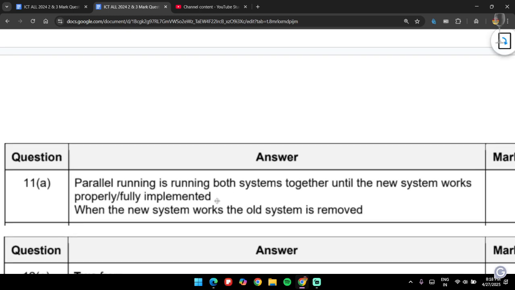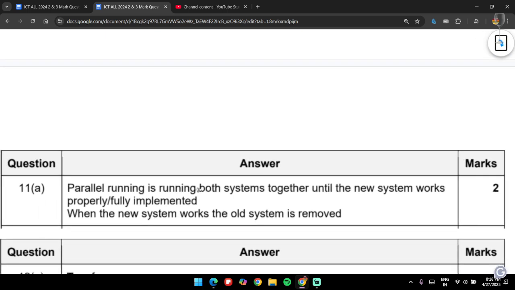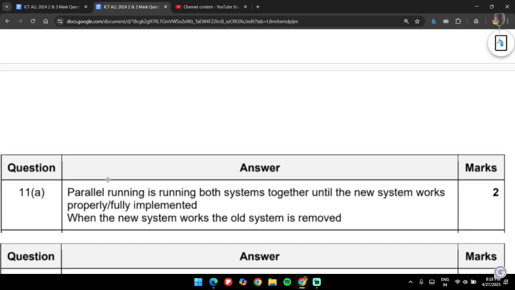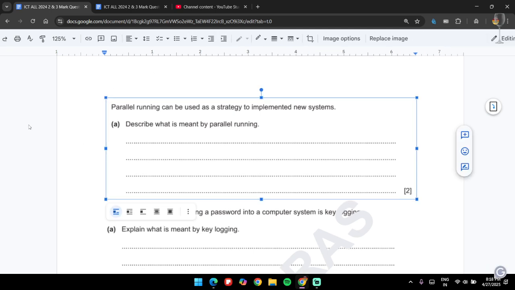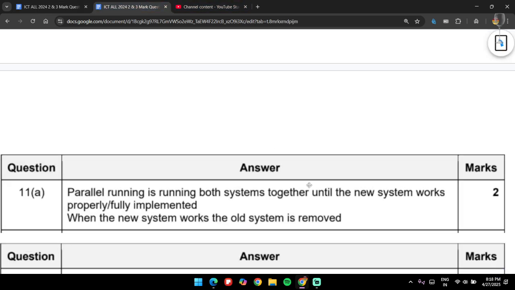But that wouldn't give me marks, I think. That's probably when it's explained that I'll get the mark. It's a 2 or 3 mark question, so you have to be straight to the point. Parallel running is running both systems together until the new system works properly or is fully implemented. When the new system works, the old system is removed. When you're describing any type of implementation, you have to talk about how the implementation is happening and what is happening after the implementation. So parallel running is when both the old system and new system are running simultaneously, and then the old system is removed once the new system is completely implemented.